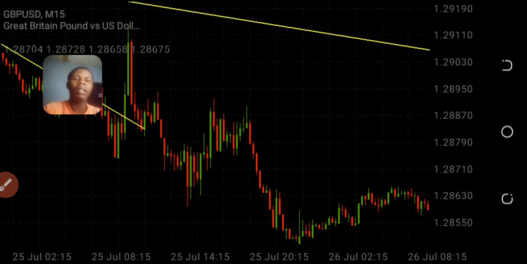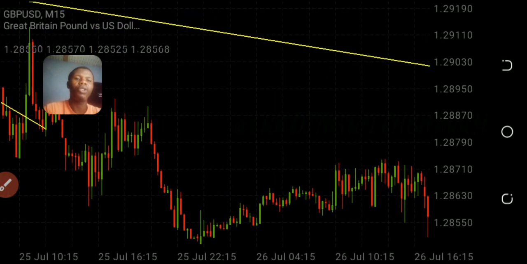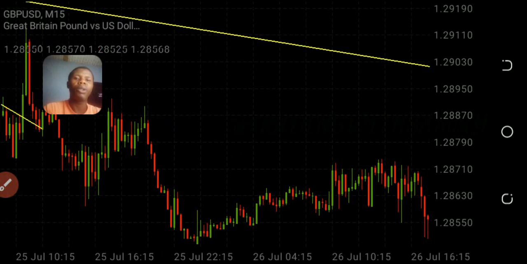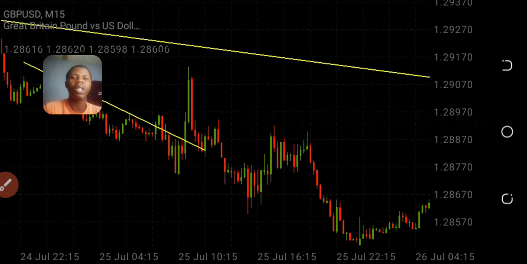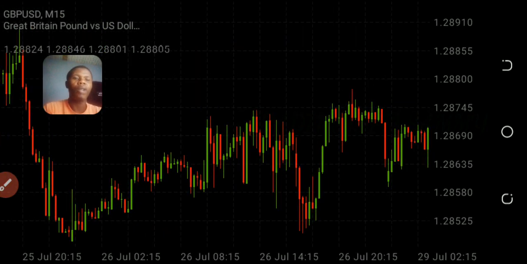I can see another entry here, but I wouldn't take this because it is risky. Like we said, we wait for the market to come to this trend line before looking for opportunities to get in. So let's see if we have another opportunity of the market coming.